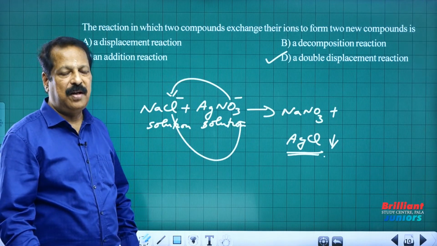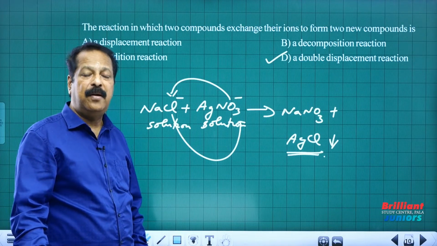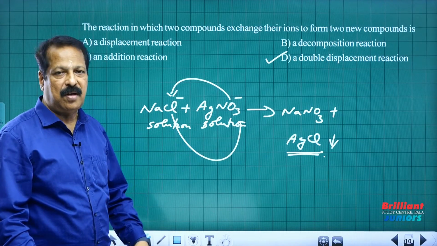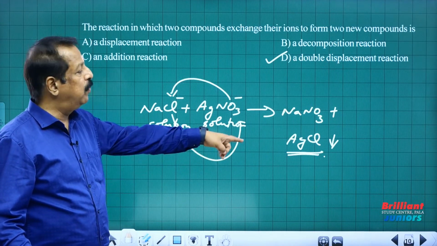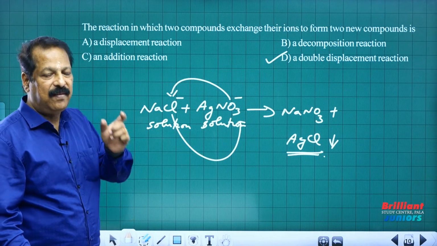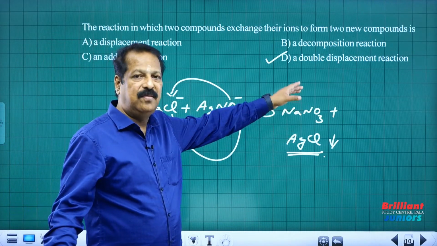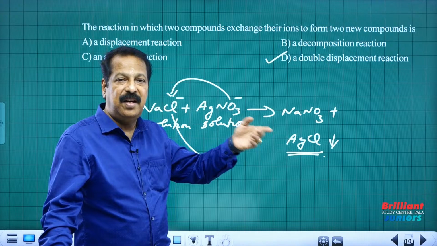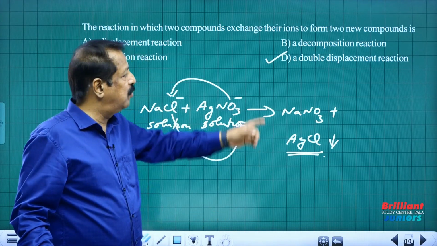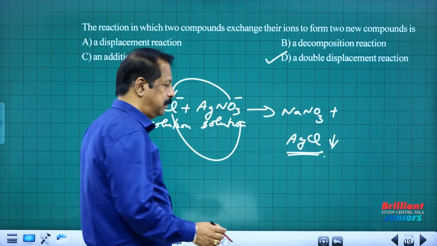Actually we use this equation for testing of chloride ion. Cl minus ion in a given solution can be tested using this equation. By adding AgNO3, you will get a white curdy precipitate of AgCl. NaNO3 is soluble in the medium, but AgCl is insoluble in the medium. That is why you get a white curdy precipitate. So it is an example of a double displacement or double decomposition reaction.